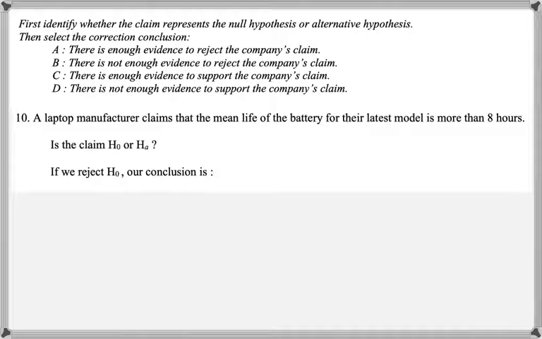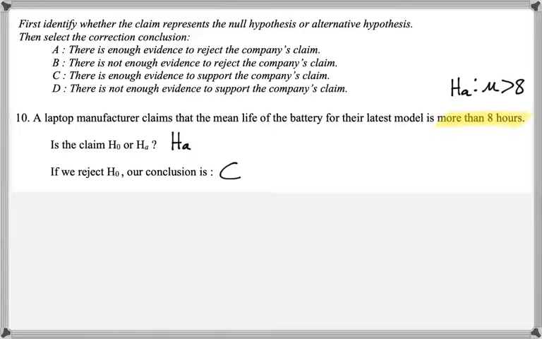A laptop manufacturer claims that the mean life of the battery for their latest model is more than 8 hours. So that's the claim, and that would be an alternative hypothesis because mu is strictly greater than 8. So the claim is the alternative hypothesis. If we reject the null hypothesis, our conclusion would be C, that there is enough evidence to support the company's claim.